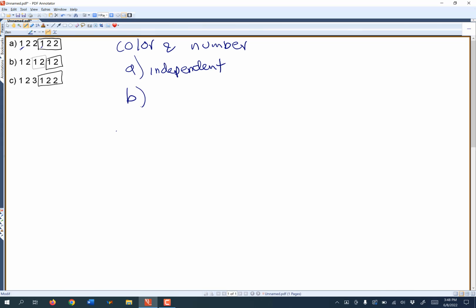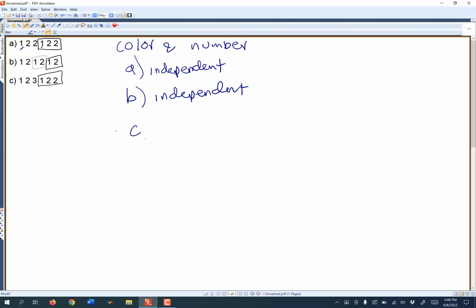For part B, we're going to say the same logic because there's 3 different colors, but notice the numbers are exactly the same in each one. So if I tell you it's black, your choices are still 1 and a 2. If I tell you it's gray, your choices are still 1 or 2. If I tell you it's white, your choices are still 1 or 2. So the chances of what number it's going to be don't change based on the color. So we say independent.